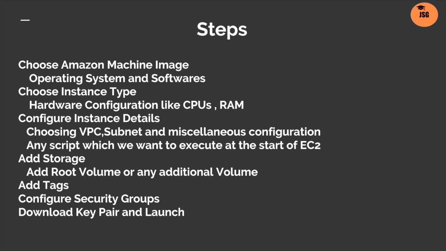So next one is configuring security groups. So what are security groups? Security groups are like firewalls. You can compare them with firewalls, which will make sure that a particular kind of traffic is allowed to your EC2 instance. So you can control what kind of traffic is allowed or not allowed to your EC2 instance using security groups.